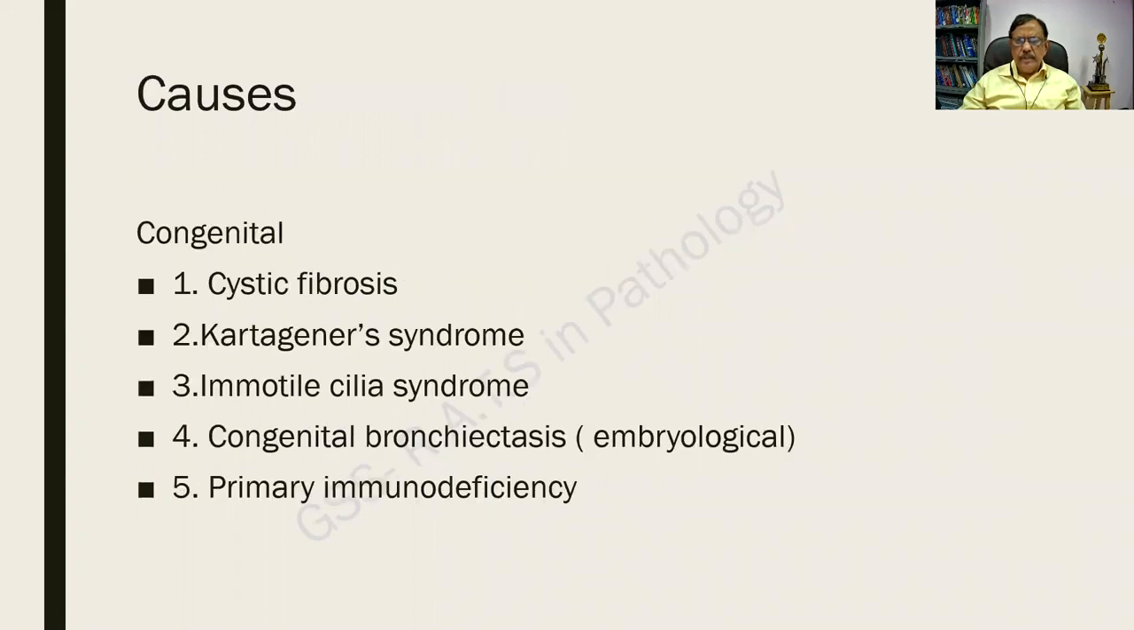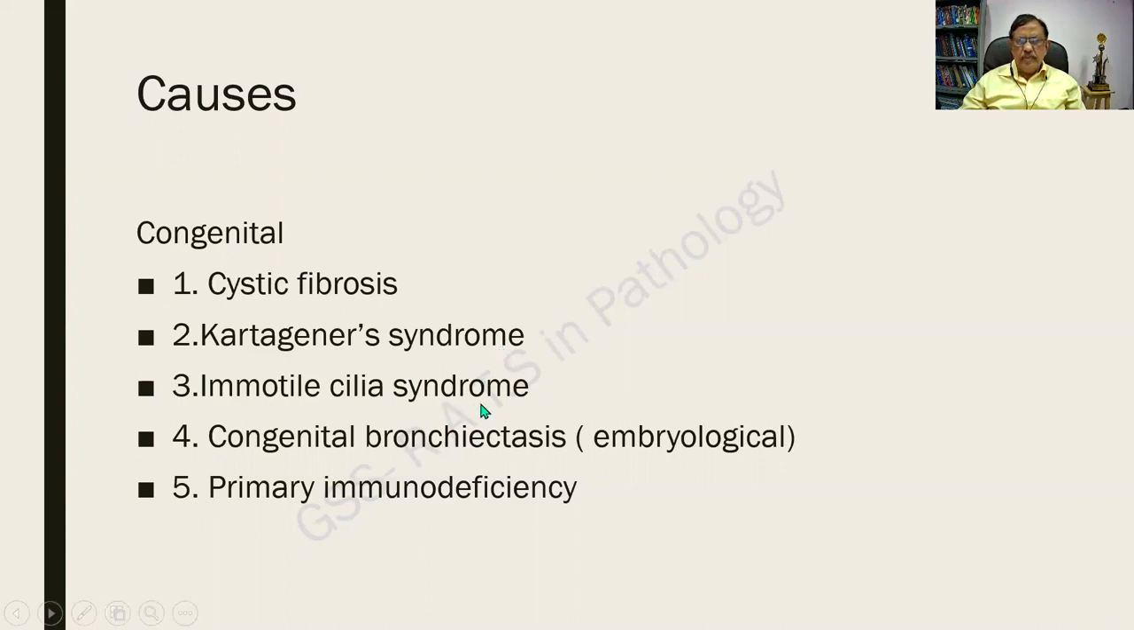Coming to the causes, they are divided into congenital and acquired. Whenever I use the word congenital, acquired will always be there. Now, what are the congenital causes? Cystic fibrosis. It is an important condition clinically and also pathologically. It is a question for us. We shall see later. Kartagener syndrome, of prime importance, can be asked as an ultra short question.